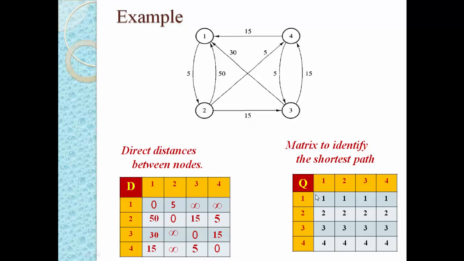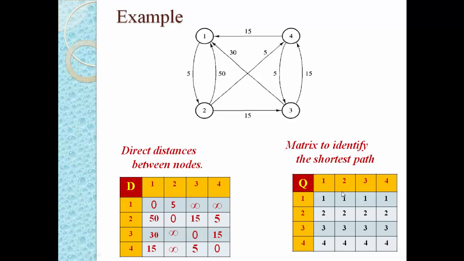Now in this matrix we have to fill intermediate node values, but initially we have to put the same value as the row value. For example, the first row has the value 1, so we have to put 1 1 1 1 in our first row. Now in the second row we have to put 2 2 2 2, because it is the second row. In the same way we put 3 in the third row and 4 in the fourth row. This is the initial step, in which we store the value as per the row value.